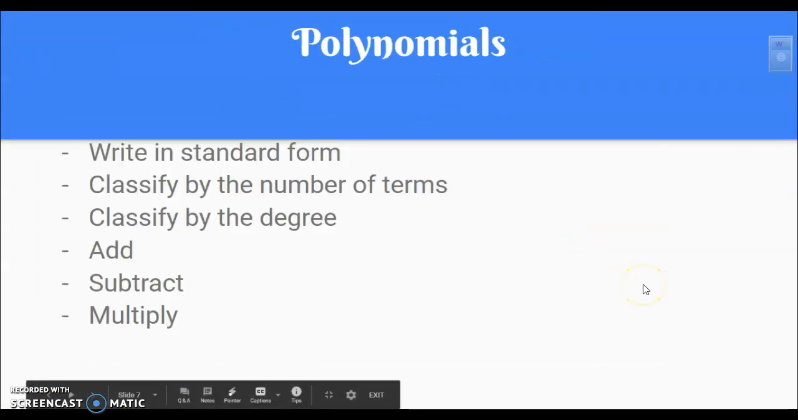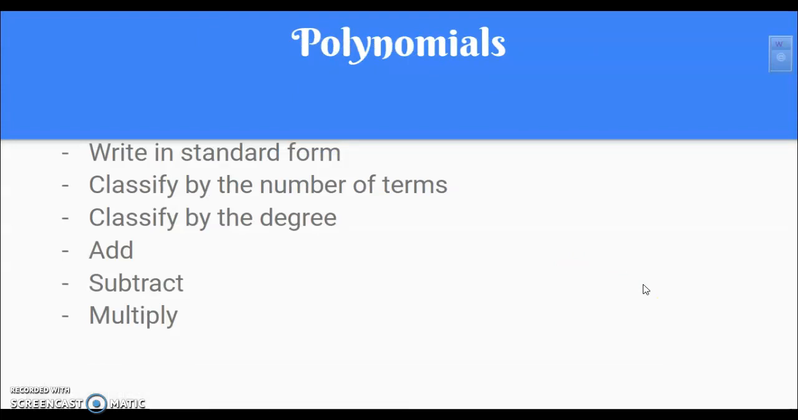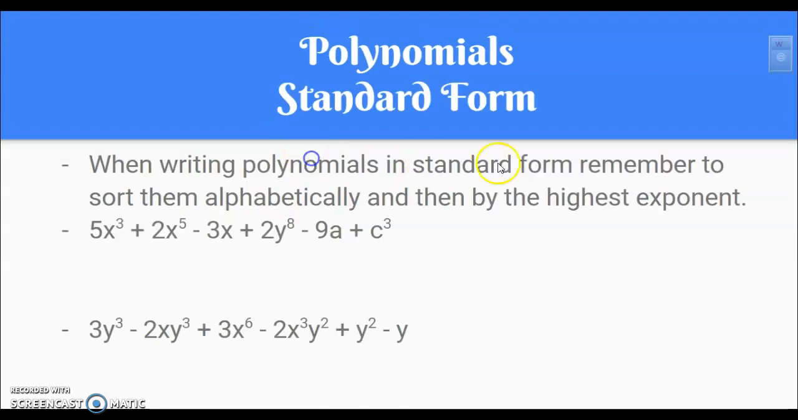All right, next we have polynomials. Some things you'll be asked to do: write in standard form, classify by the number of terms, classify by the degree, add, subtract, and multiply polynomials. So let's start with standard form. This was one of the things I saw quite a few issues with on the practice from last week.